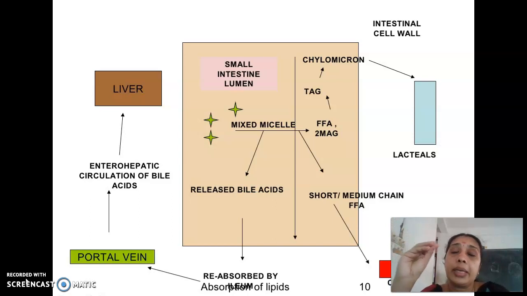Clear? So that is bile. Bile is already stored in the gallbladder, and whenever the necessity arises, when the demand arises, what happens?